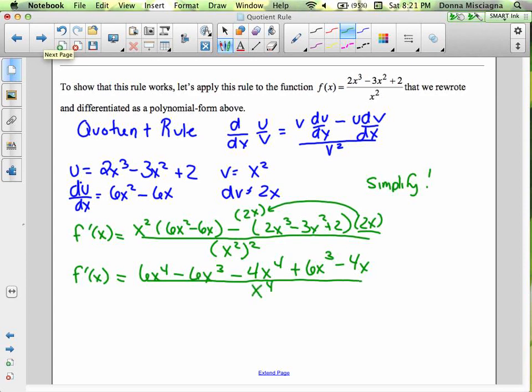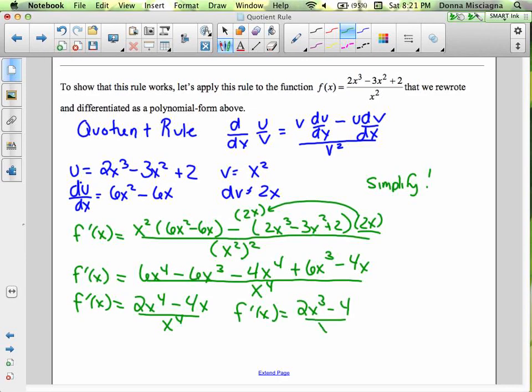All right, so now let's combine our like terms. f prime of x is equal to 2x to the 4th, and then the 6x cubes are going to cancel out. And then we have negative 4x, that's it, divided by x to the 4th. Now we should reduce that. So f prime of x is equal to, everybody's got an x, everybody goes down by one x: 2x cubed minus 4 divided by x cubed.